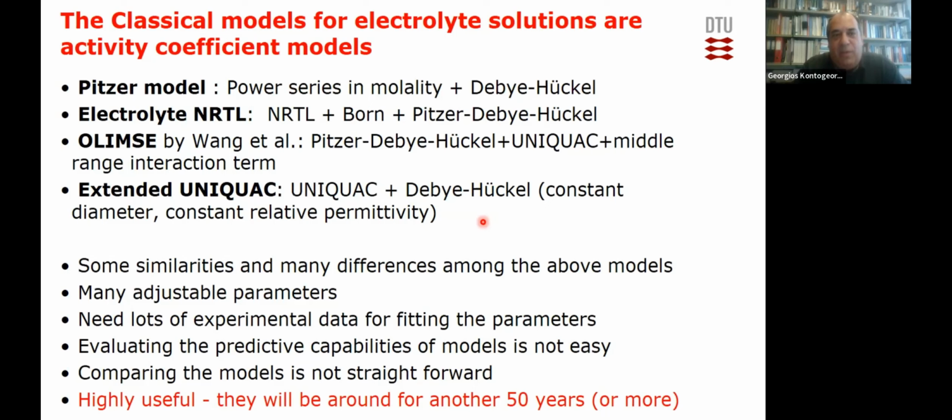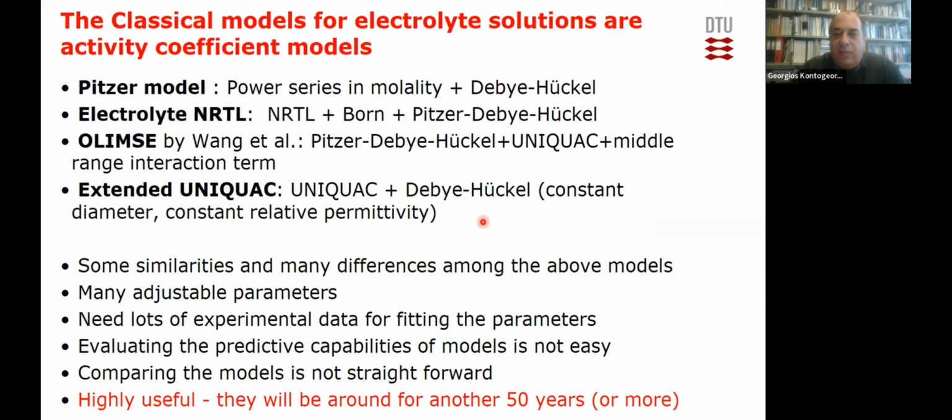Starting from the latter approach, why sometimes even simpler models can be quite useful. I would say that the classical models for electrolyte solutions today are the activity coefficient models. These are the models that are being used in industrial practice. So the Pitzer model, electrolyte NRTL, the OLI models, the extended UNIQUAC are some of the highly successful electrolyte models. They are typically activity coefficient models. They require a lot of data for the parameter estimation, but they are highly useful in many applications. They have been around for many years, and I dare to say that they may be around for another 50 years, if not more.